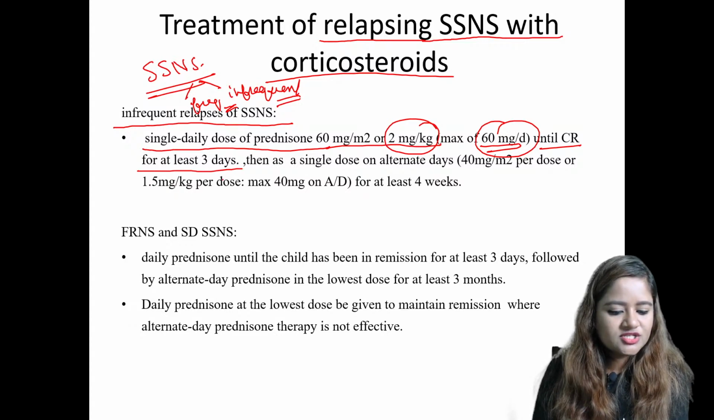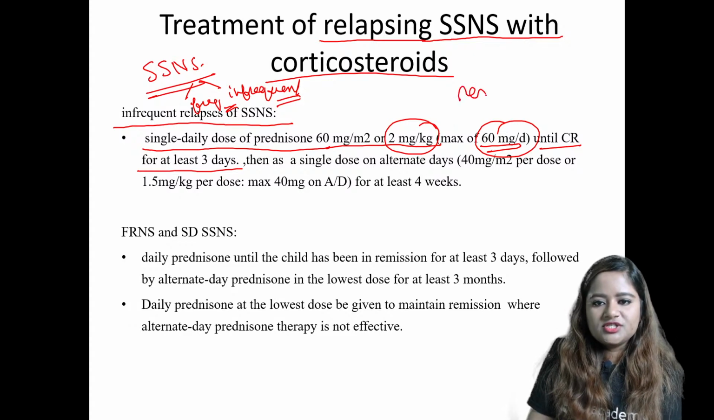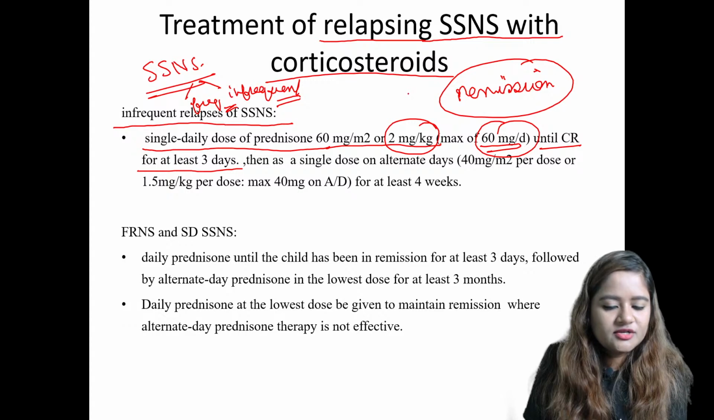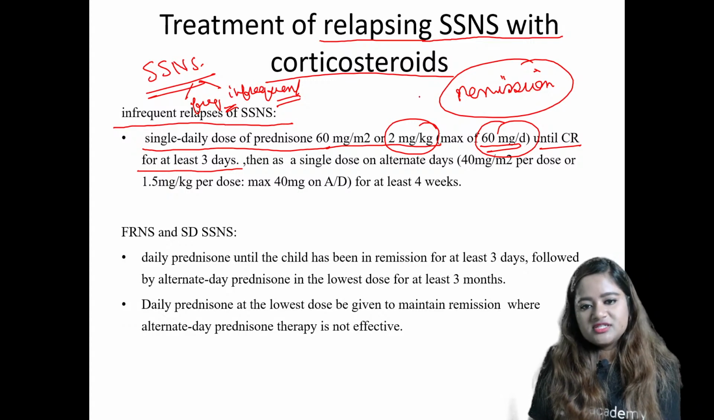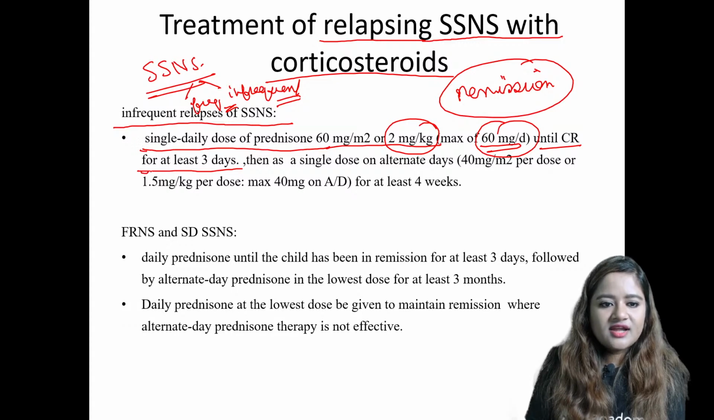So what is our target of giving steroid? Our target is to bring the child into a phase of remission. That target should be achieved, that is, for 3 consecutive days the child should have achieved the target of UPCR, urine protein creatinine ratio, being less than 2 and the urine dipstick being less than 3 plus, sorry, 1 plus. So that is the target for remission.